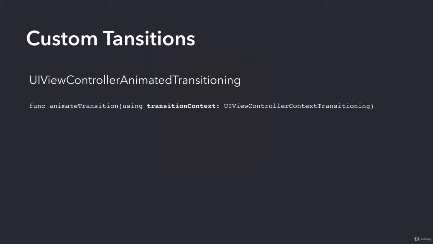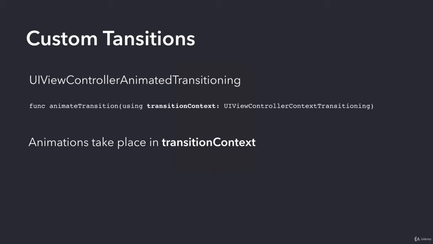UIKit calls this method when presenting or dismissing a view controller, and we use this method to configure the animations associated with our custom transition. You can use view-based animations or Core Animation to configure your animations right here. The very important aspect here is that all animations must take place in the view specified by the containerView property of the transition context in our animateTransition function.